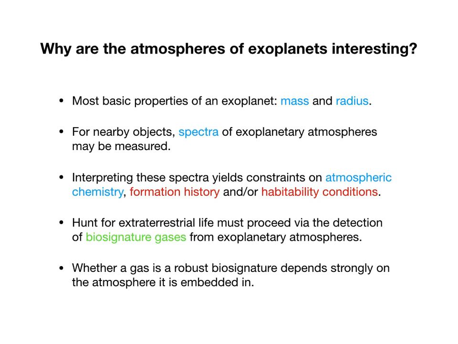You want to know the chemical inventory of these exoplanets and their atmospheres. And in order to do this, you would have to measure spectra of exoplanet atmospheres, meaning not just the light from these atmospheres, but how the light splits into different colors and wavelengths. And interpreting these spectra would then yield constraints on the atmospheric chemistry. So how much water, how much methane, how much CO2, and so on. It would hopefully tell you something about formation history.